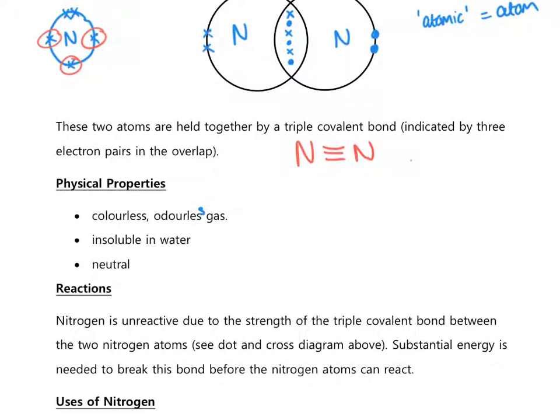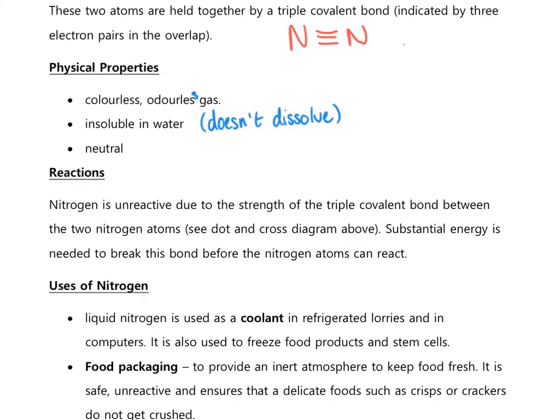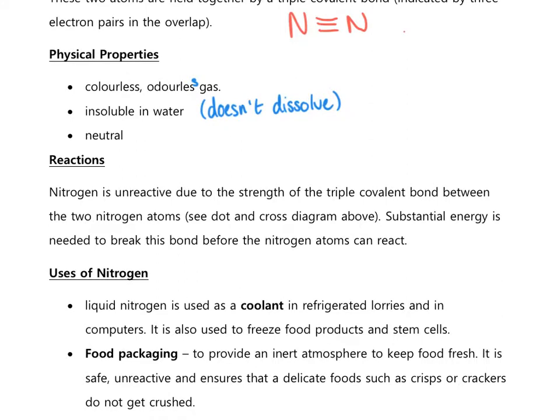It's insoluble in water. What does the word insoluble mean? It just means that it doesn't dissolve in water. So if we bubbled nitrogen through water, it would not actually dissolve into it. And it's a neutral gas. In other words, it's not acidic, it's not alkaline. So you need to know those 4 physical properties.